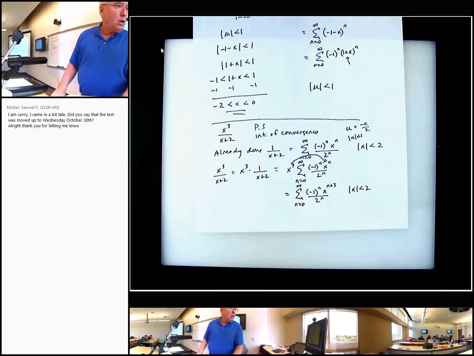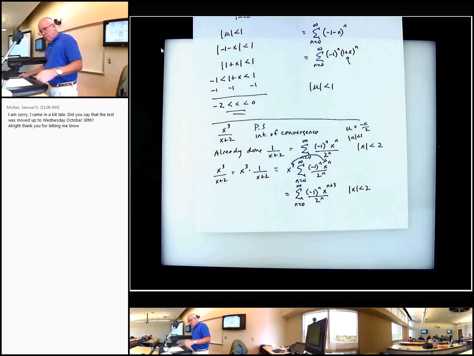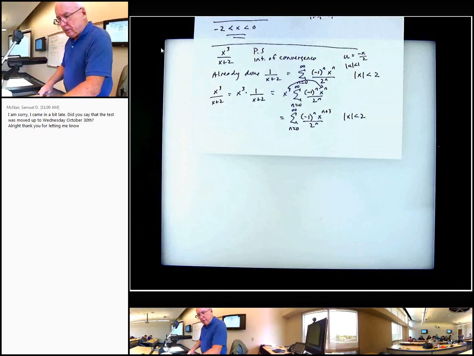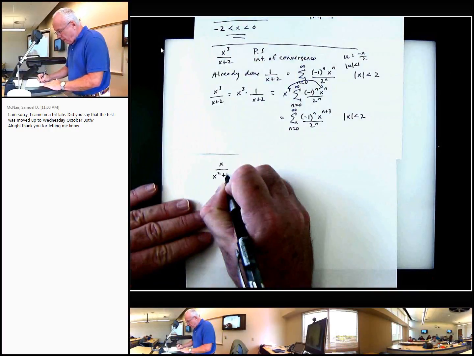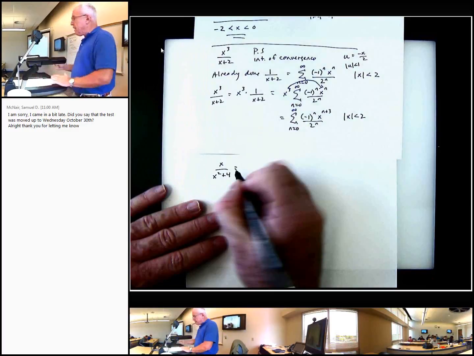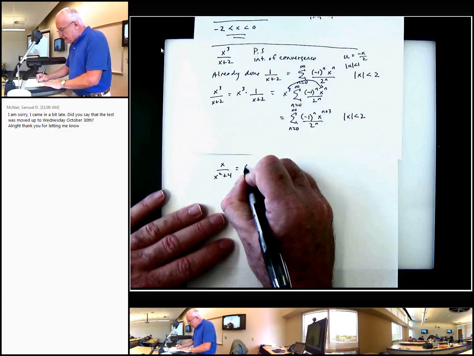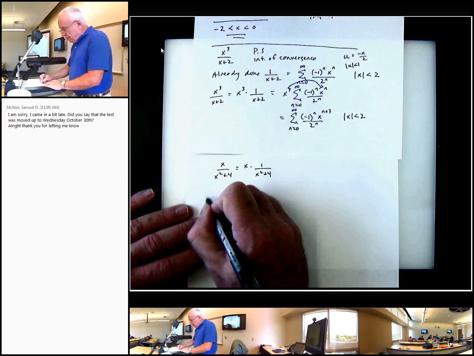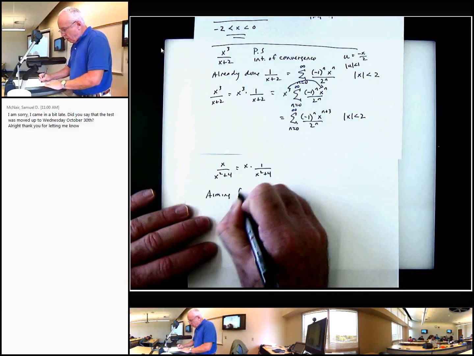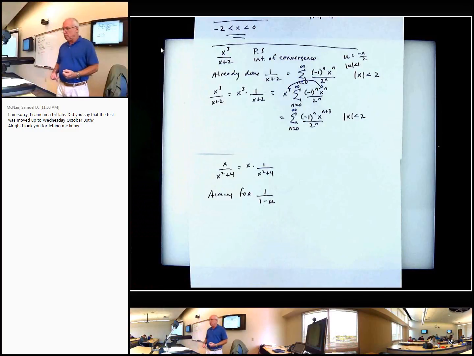Okay. All right. Again, another one here. This time we'll have x over x squared plus 4. All right. So first of all, I want to point out that x over x squared plus 4, I can rewrite that initially as x times 1 over x squared plus 4. Because remember, we're aiming for a 1 over 1 minus u type of representation. So now I've got at least a 1 up there in the numerator.